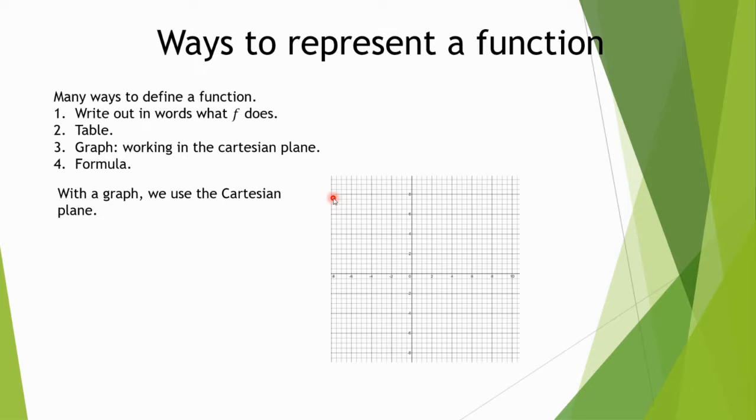So there are different ways of representing a function. Now you might be thinking, well, why not just always use a graph or always use a formula? Well, you can't always do that. You may not know enough about the function. So you may have to use a table, or you may have to write out in words what the function does. That can happen. That's why it's useful to have more than one method for representing a function.